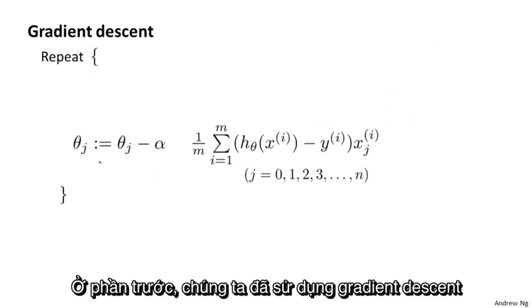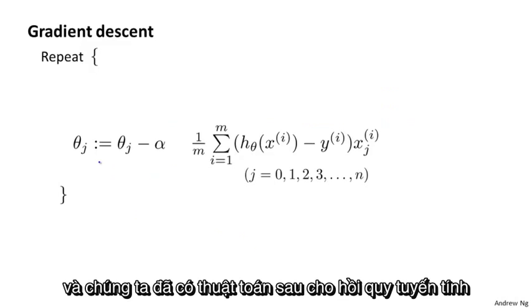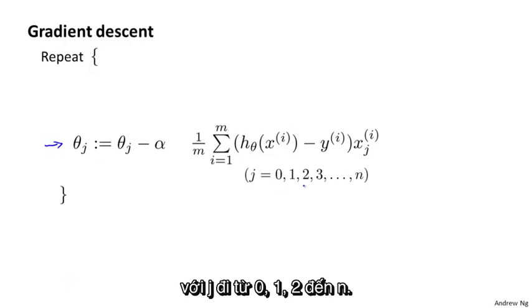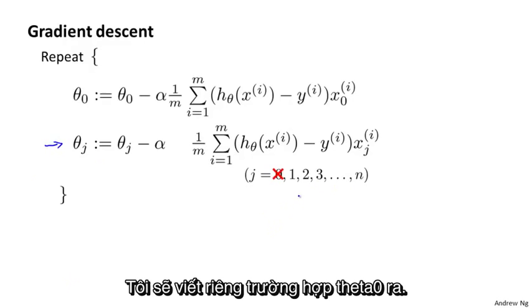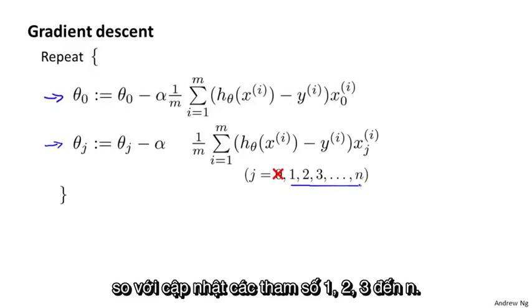Previously, we were using gradient descent for the original cost function without the regularization term, and we had the following algorithm. For regular linear regression without regularization, we repeatedly update the parameters theta j as follows for j equals 0, 1, 2, up through n. Let me take this and write the case for theta 0 separately. So I'm just going to write the update for theta 0 separately from the update for the parameters 1, 2, 3, and so on up to n.